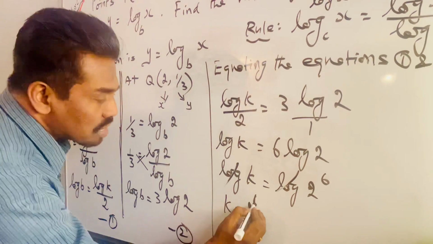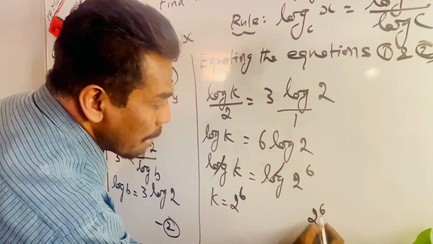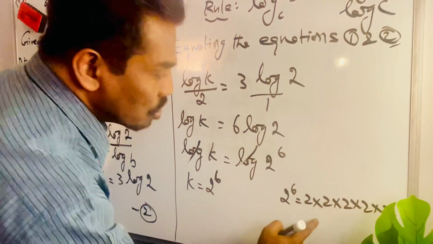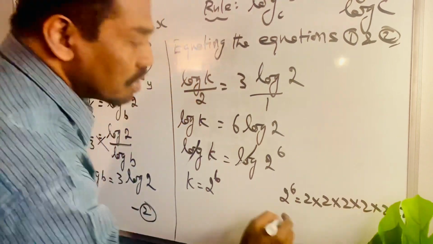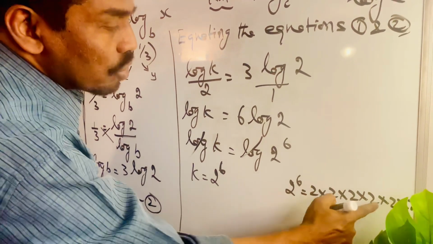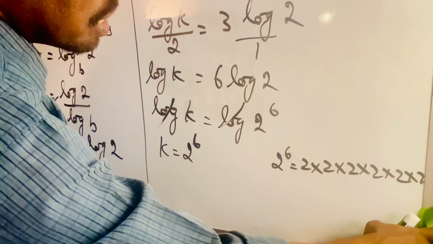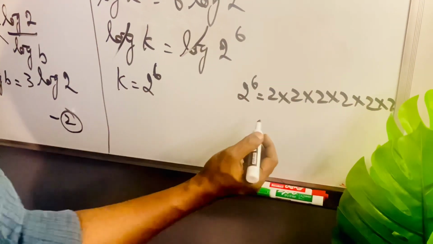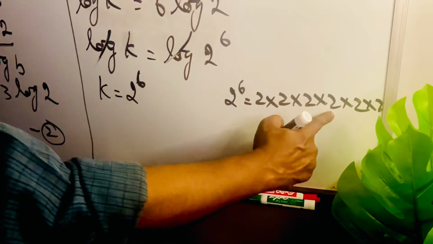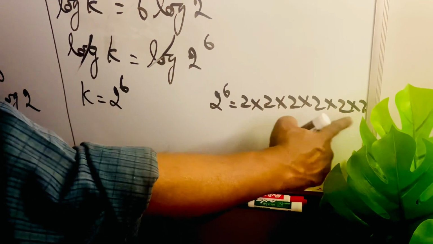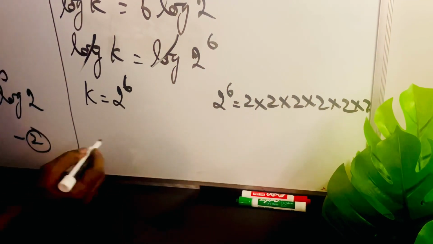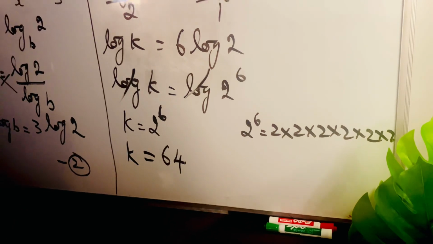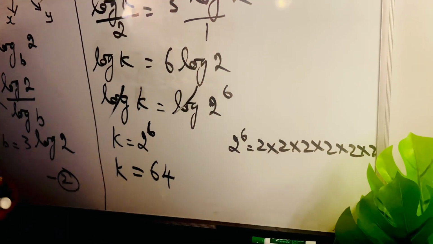What is 2 power 6? 2 power 6 means 2 times 2 times 2 times 2 times 2 times 2, six twos. 2 times 2 is 4, 4 times 2 is 8, 8 times 2 is 16, 16 times 2 is 32, 32 times 2 is 64. So k is equal to 64. We got the answer: the value of k is 64.